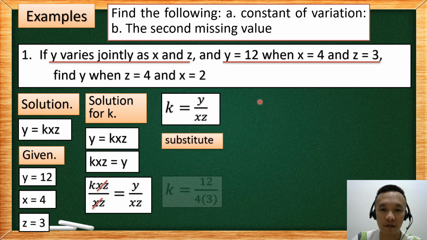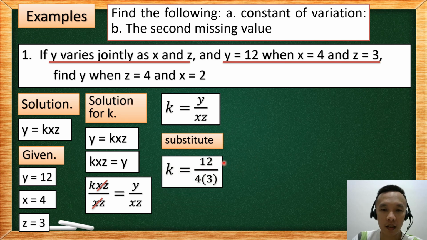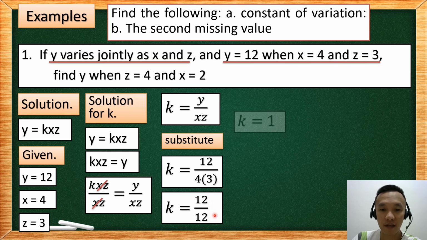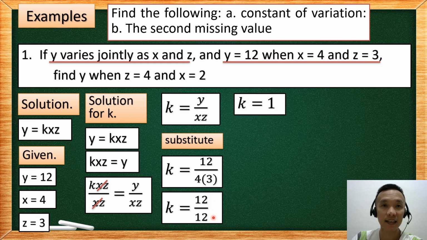Now to substitute the values, your y is 12, your x is 4, and your z is 3. Solving that, we will have 12 over 4 times 3, which becomes 12. So 12 divided by 12 is 1.